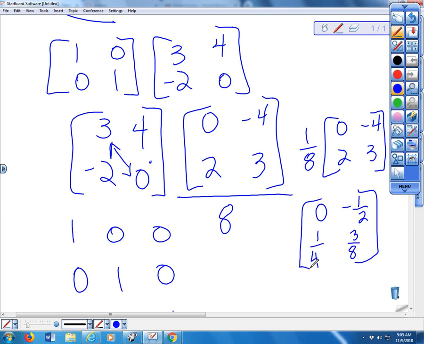You switch these two terms. You leave these two the same but change their sign. And you divide by the determinant of this matrix. And the determinant of this matrix is 3 times 0, which is 0, minus negative 2 times 4. 0 minus negative 8 is positive 8. And when I divide by 8, it's the same as multiplying by a fraction.